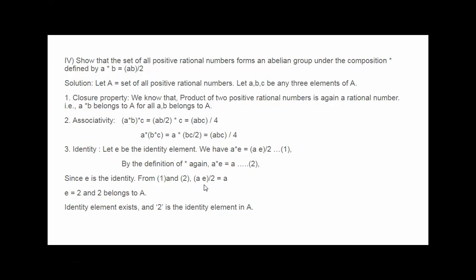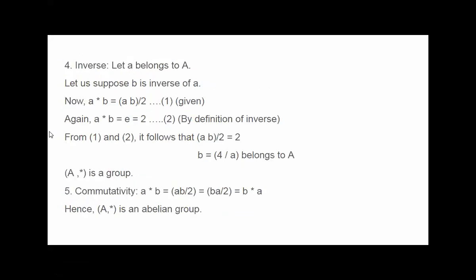So after cancelling a from both sides, we get e equal to 2. That is, 2 belongs to A, and 2 is the identity element of that set. The identity element of that set is 2, because the operation performed here is ab by 2. So the identity element exists and 2 is the identity element in A.